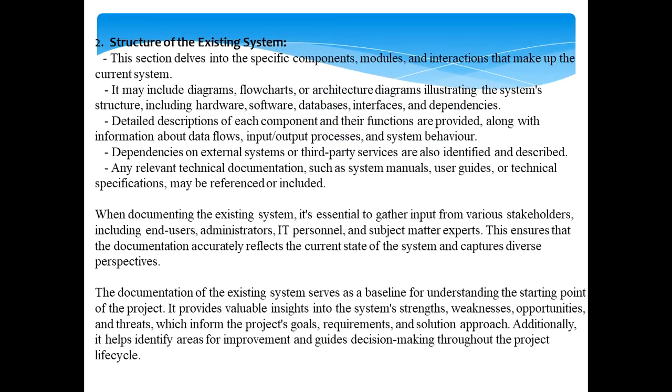Then number two, we shall talk about the structure of the existing system. This section talks about specific components, modules, and interactions that make up the current system. It may include diagrams, flowcharts, or architecture diagrams illustrating the system structure, including hardware, software, databases, interfaces, and dependencies. So to avoid giving a lot of stories here, you can draw a diagram or a small flowchart illustrating how the system works.